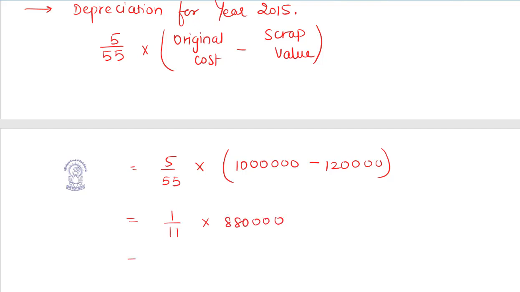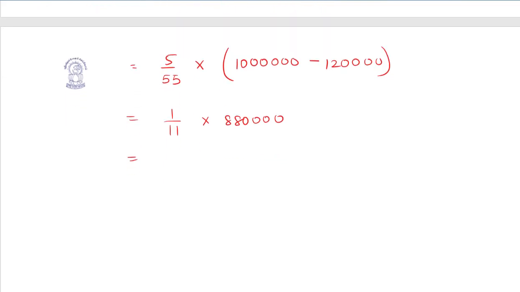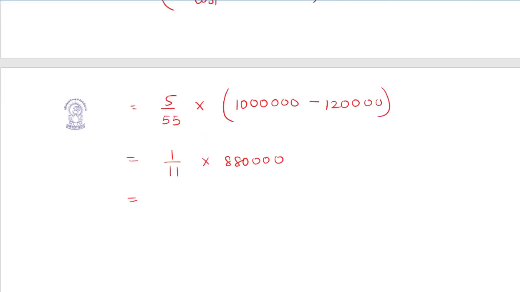1 by 11 multiplied by 8,80,000, quickly do it on your calculators, which is 80,000. So this is the depreciation for year 2015. Kindly write depreciation for year 2015, 80,000. I believe you understood till here.